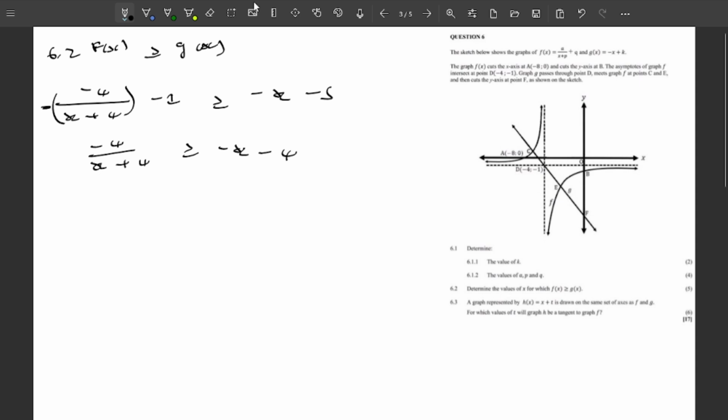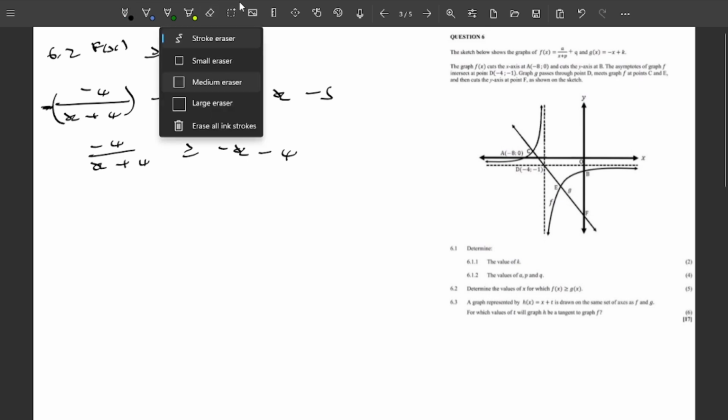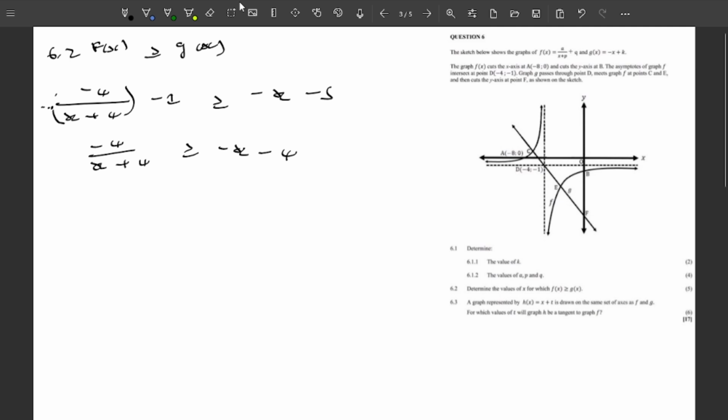Right? Then from here on, we're going to multiply both sides by x plus 4. By the way, I think I made a mistake here. There is no negative 1. Yeah, there's no negative here. I made a mistake. Silly me. There's no negative here. I apologize.